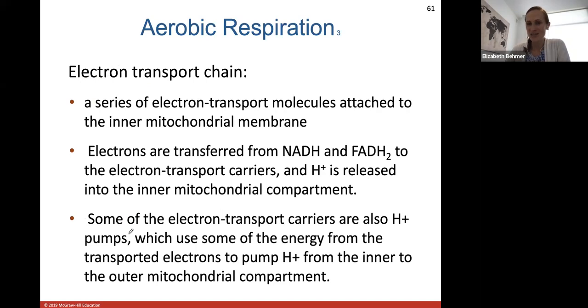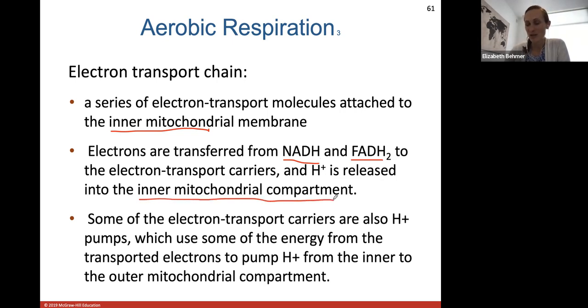The electron transport chain occurs within the inner mitochondrial membrane of the mitochondria. If you remember back to the beginning, the mitochondria was kind of an interesting organelle because it had a double membraned layer. And the electron transport chain is a series of molecules that transport electrons between them, and they are attached in this inner mitochondrial membrane. Electrons are transferred from these carriers, which we produced in the previous 2 steps, and that's why they're really important. So these electrons are coming from NADH and FADH, and they're coming when hydrogen is released, and hydrogen will be released and travels into the inner mitochondrial compartment.